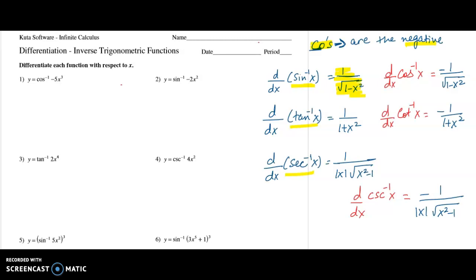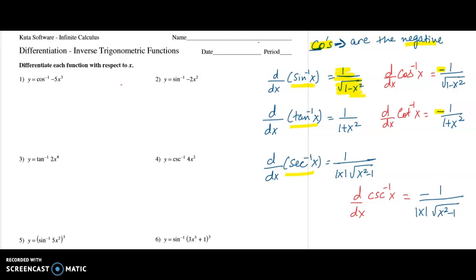The derivative of sine inverse x is 1 over radical of 1 minus x squared, right? But derivative of cos inverse x would be just the same thing, but we have a negative sign right there. As simple as that. So for tangent inverse x, the derivative is 1 over 1 plus x squared. But when I talk about the derivative of cot inverse x, the same thing, but with a negative sign. And the same thing will go with cosecant inverse x. Cosecant inverse x is the negative of derivative of secant inverse x.